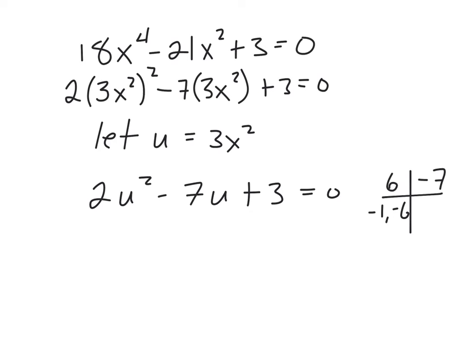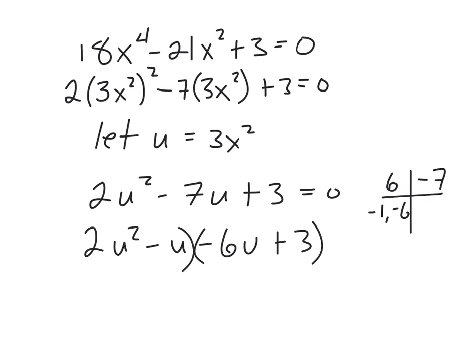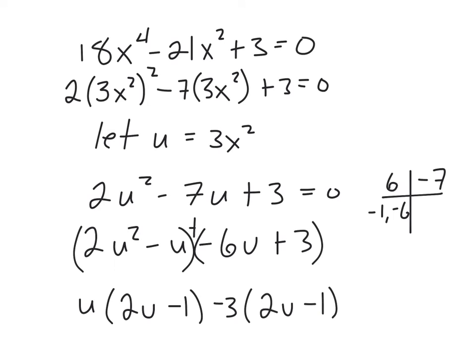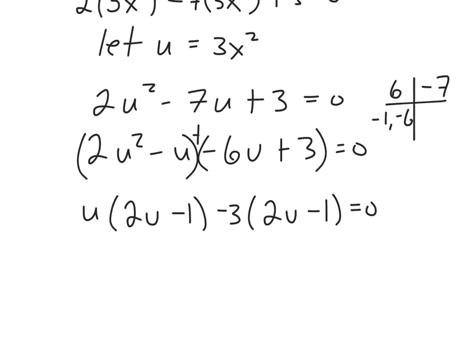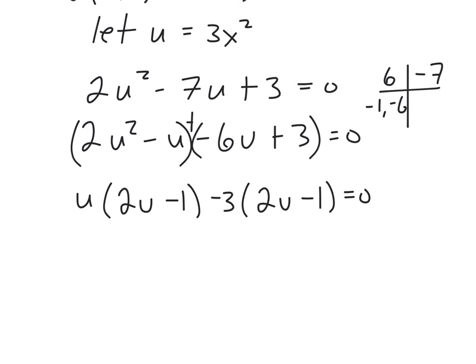whether you remember that we would write 2u squared minus u minus 6u and then plus 3, right? And then we would come in here and group, put my plus sign back in the middle, factor out a u, leaving me with 2u minus 1, factor out a -3, leaving me with 2u minus 1, always remembering to set it equal to 0, and then we have 2u minus 1 times u minus 3 equal to 0.